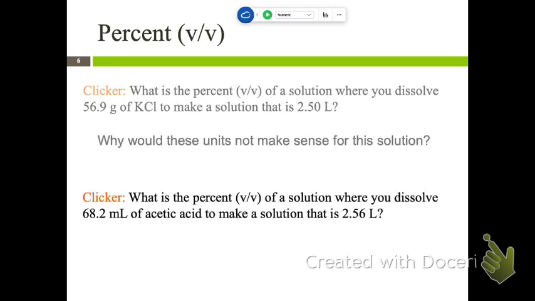Okay? So let's look at another example here. So this is question 5, I think. So we do have an example of volume to volume.